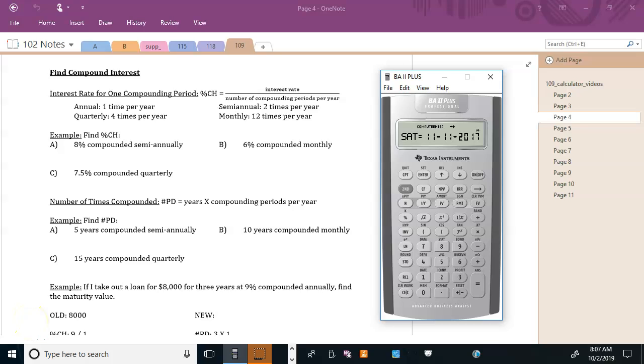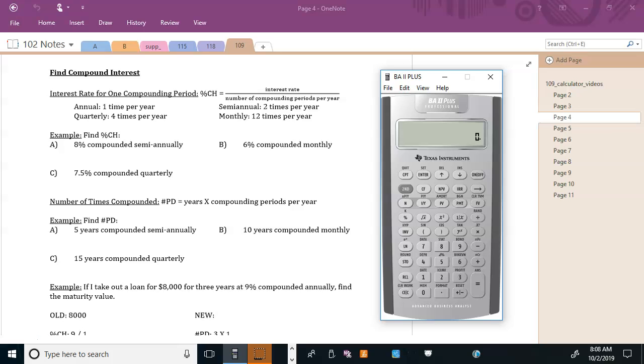Finding compound interest on our Texas Instruments BAII Plus calculators. As we go into our menu, our calculator is going to have two values. The first is %CH, and that is the interest rate divided by the number of compounding periods per year. If our problem says it's compounded annually, that's 1 time per year. Semi-annually is 2 times per year, quarterly is 4 times per year, and monthly is 12 times per year.